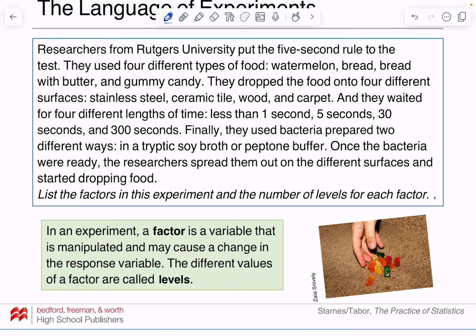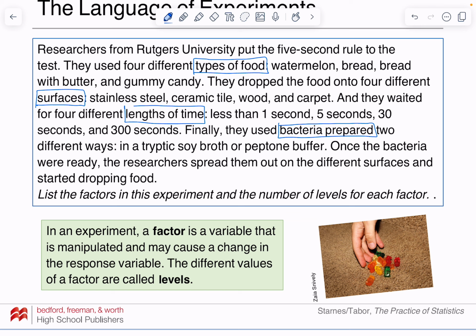Okay, so what are the factors here? What are the different things we're changing? We are changing the types of food. Okay, we are changing the surfaces. We are changing the lengths of time. And we are changing the way they prepared the bacteria. So we are going to have 4 different factors. Okay, the first one will be type of food, then surfaces, lengths of time, bacteria prep.